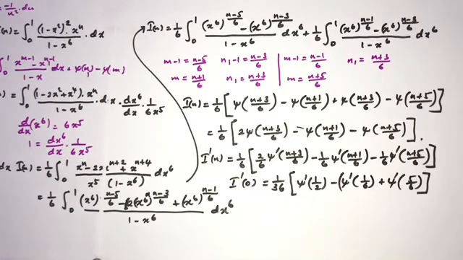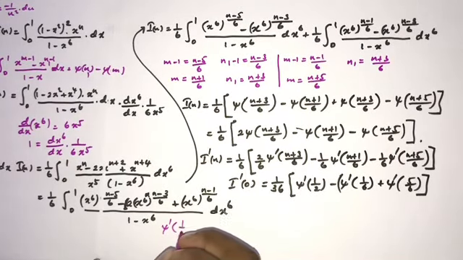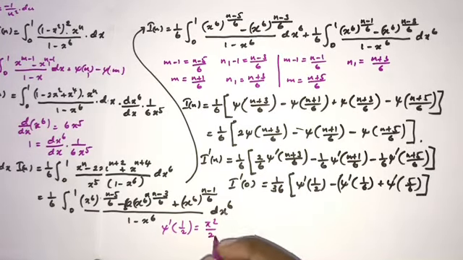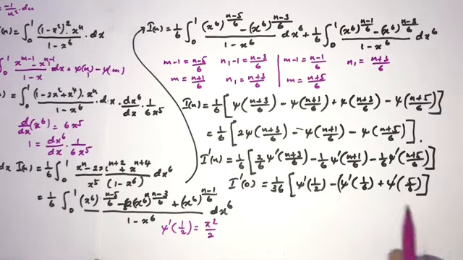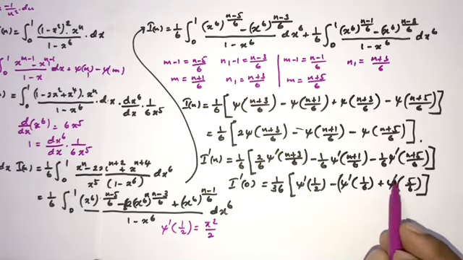Okay, now we need trigamma of 1 half, trigamma of 1 over 6, and trigamma of 5 over 6. Now we know trigamma of 1 half is equal to pi square over 2. This is a special value of the trigamma function, and now how to find trigamma of 1 over 6 plus trigamma of 5 over 6.